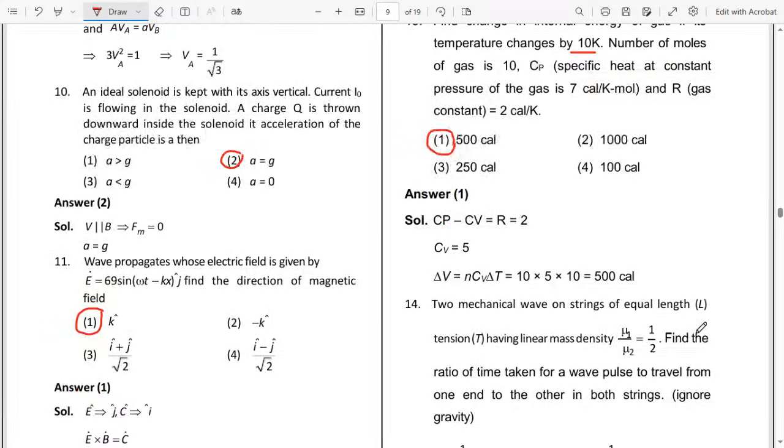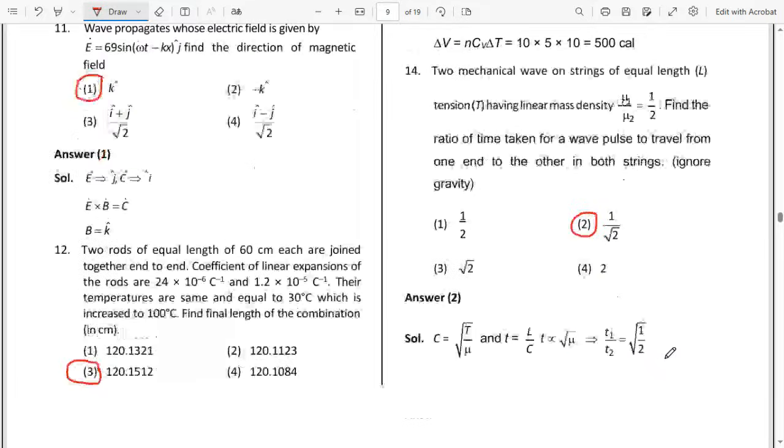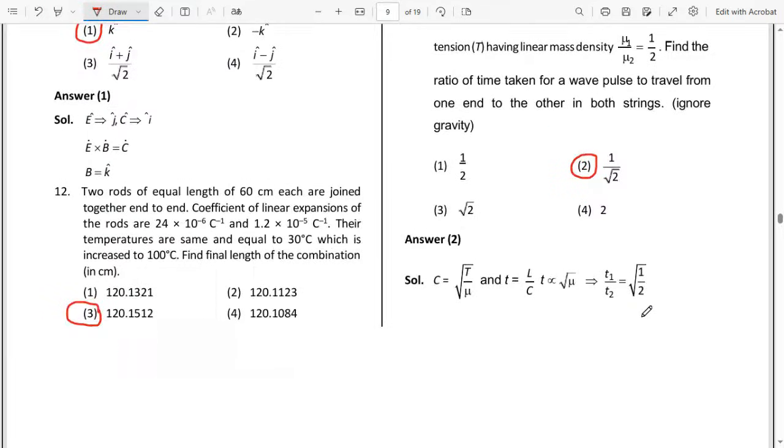Next, so the solution is given here. Next, question number 14. Two mechanical waves on strings of equal length and tension having different linear mass densities. Find the ratio of time taken for a wave pulse to travel from one end to the other in both strings. Ignore gravity. What is the answer? Option 2 is the correct option, students. 1 by root 2 is the correct option. How? So this is the way you will get the answer, 1 by root 2.